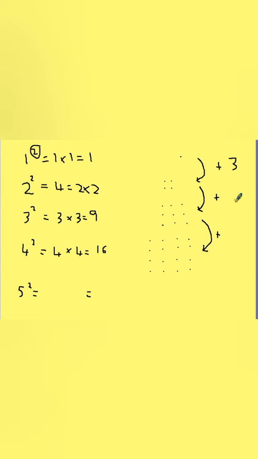So 1 to 4 is plus 3. 4 to 9 is plus 5. 9 to 16 is plus 7. And you've probably spotted it's going up in 2s now. So the next one, 7 plus 2, is plus 9, so it's 25. Anyway.